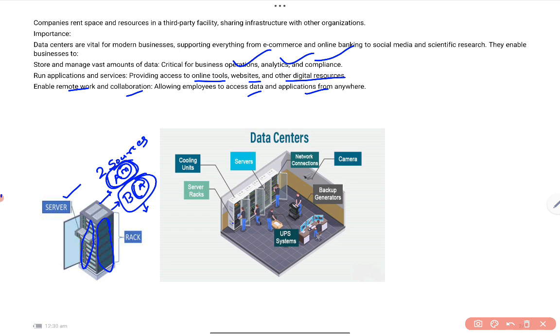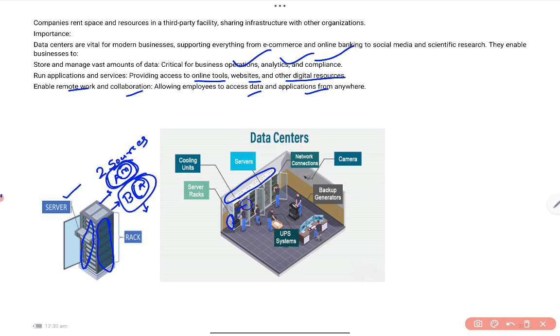So this is the server rack. You can see in this picture the multiple important components of a data hall or data center. The server racks are installed here, then cooling units are there. These are the cooling units. These are the tower ACs or fan coil units.